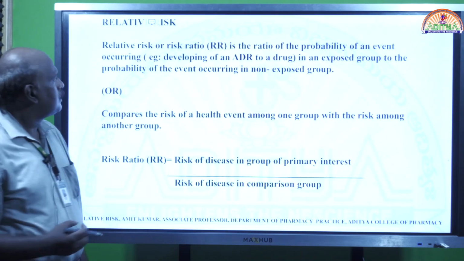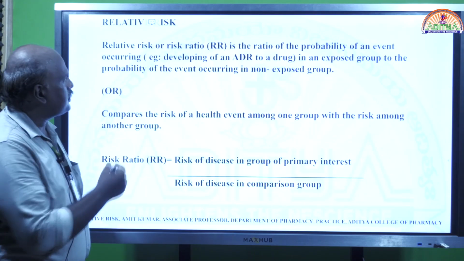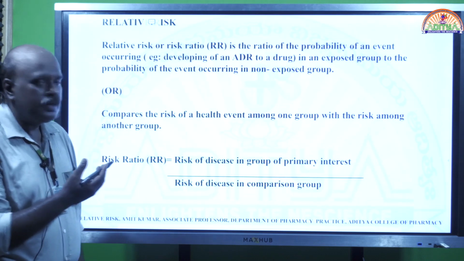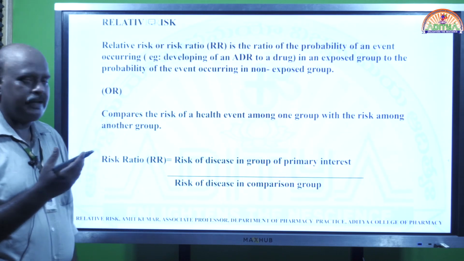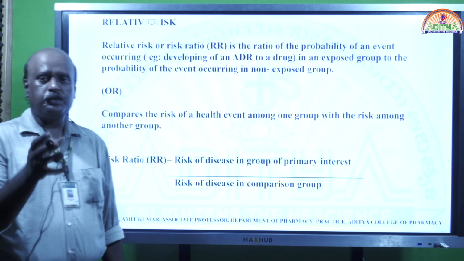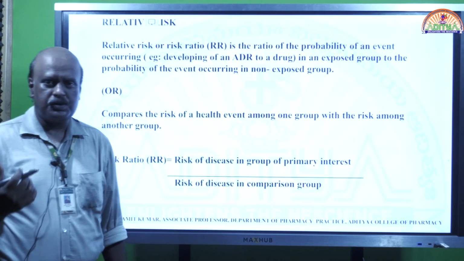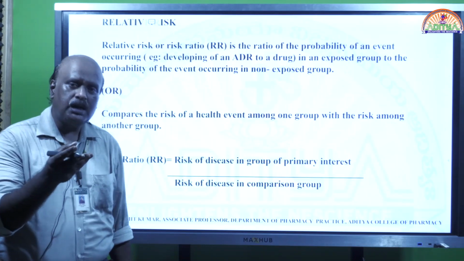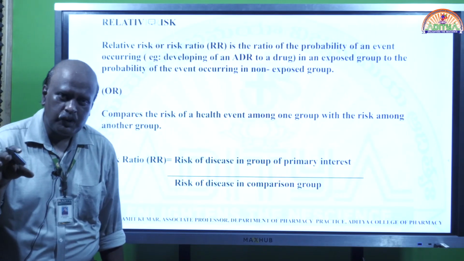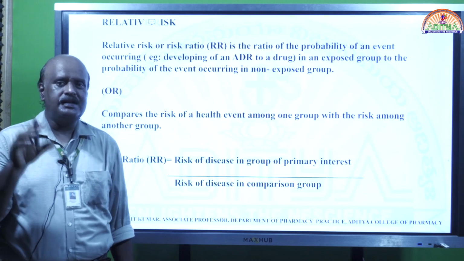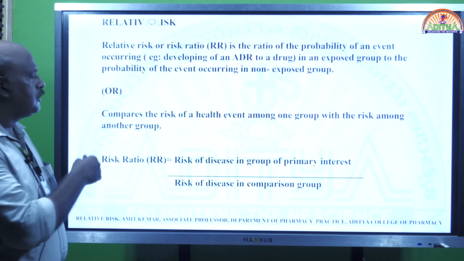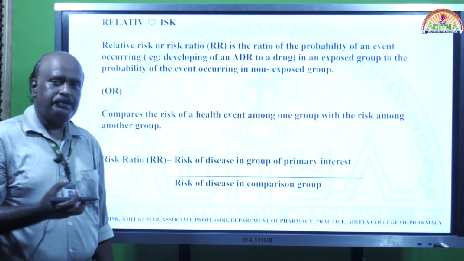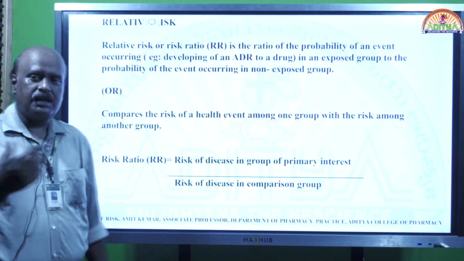So relative risk is basically also called risk ratio. It is a ratio of the probability of an event occurring to the probability of an event not occurring. Basically, if you take two groups, one group is the exposed group and the other group is the non-exposed group. The probability of a risk occurring in an exposed group to the probability of a risk occurring in a non-exposed group will give us the relative risk, or risk ratio. Or it can be said that relative risk compares the risk of a health event among one group with the risk among another group.